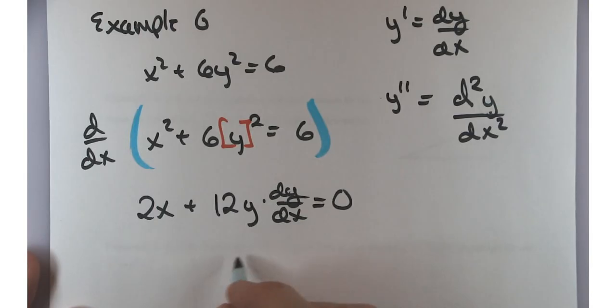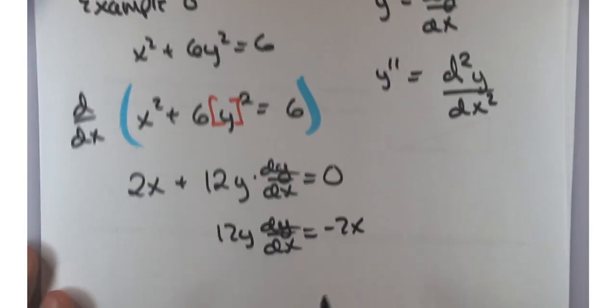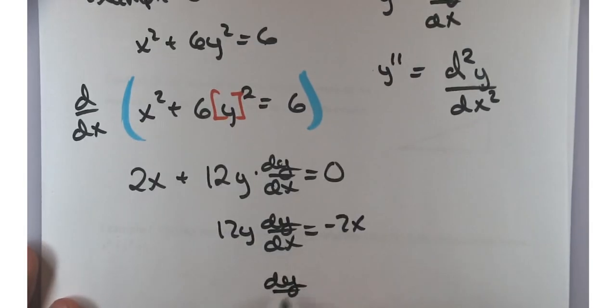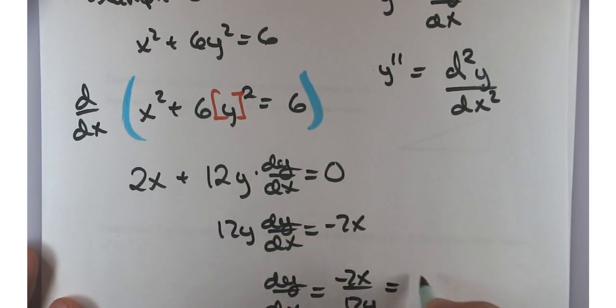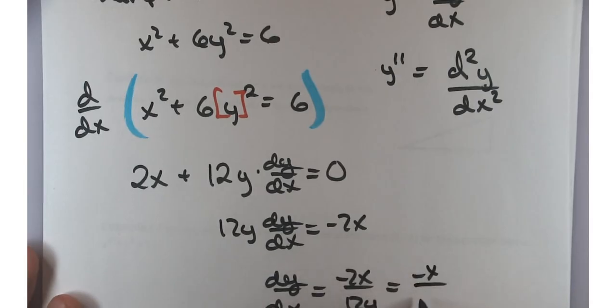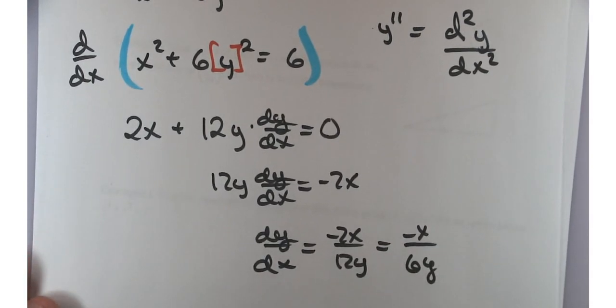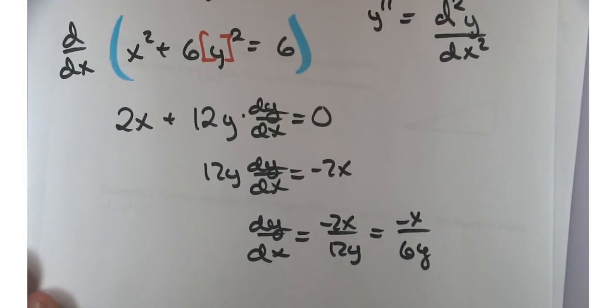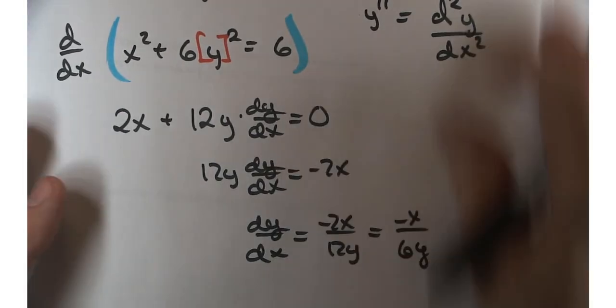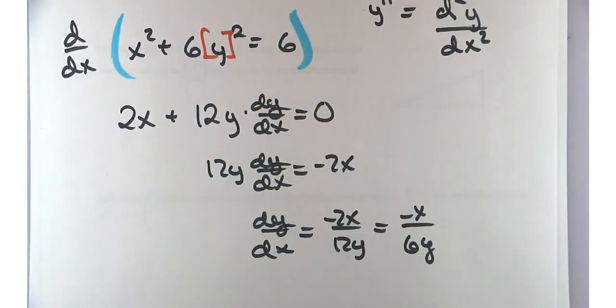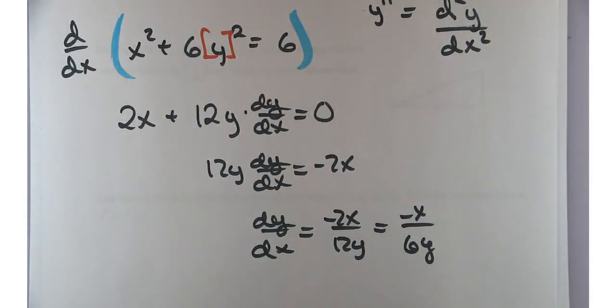So that's going to be 12y dy by dx equals negative 2x. Divide both sides by 12y. I get negative 2x over 12y. And we might as well make this as simple as possible, so we'll divide out the 2. And there you go. That's the first derivative. Let's work on calculating the second derivative.